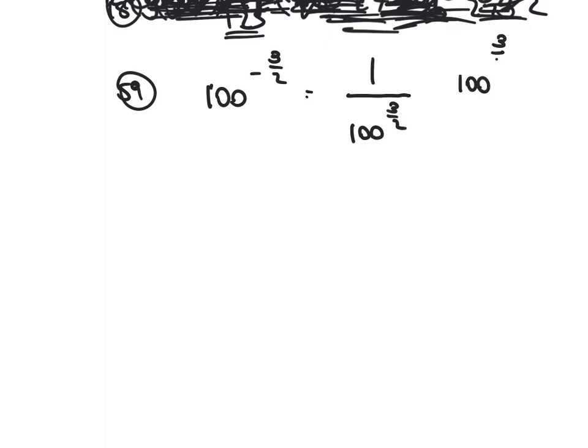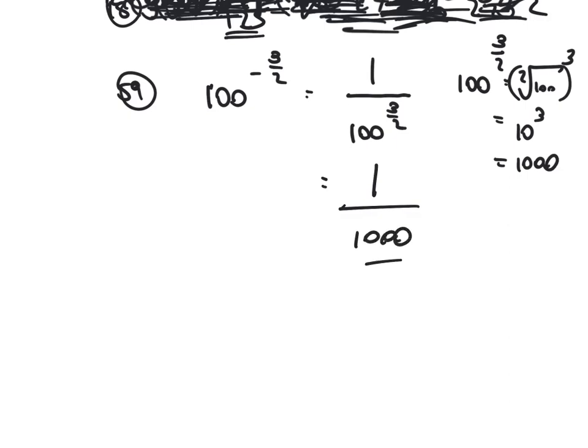Example 59. Evaluate 100 to the minus 3 over 2. So that's 1 over 100 to the positive 3 over 2. Let's establish what 100 to 3 over 2 is. That is the square root of 100, all cubed. Square root of 100 is 10. 10 cubed is 1000. 10 times 10 times 10. Bring that back in. 1 over 1000.